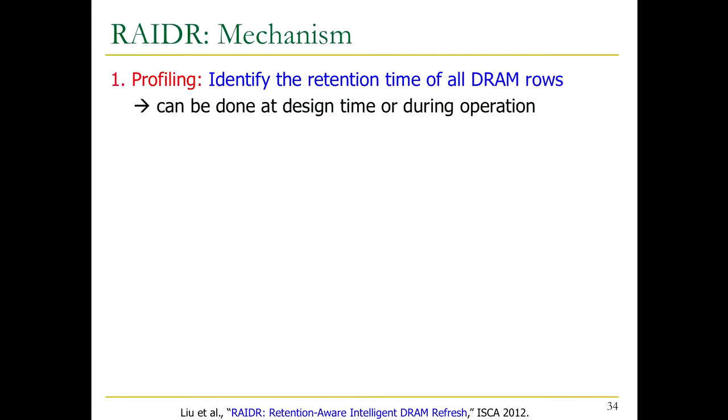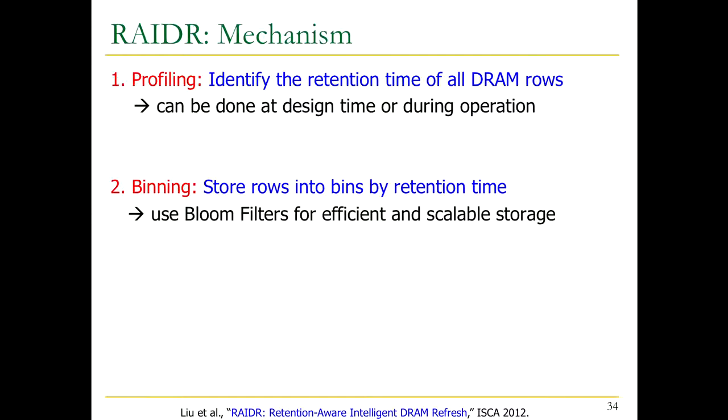So you can read about this. I'm not going to go into this in detail, except maybe if you have time later on, I'm going to introduce Bloom filters to you because, at least I'll drop the name because it's good for you to know in the future. So how does this work? You need to identify the retention time of all DRAM rows. That's called profiling. You need to store rows into bins by retention time. You can imagine how to do that. You'll see a lot of data structures. You can do it in data structures, but the key is you need to do it in hardware, assuming you're doing this in the memory controller.